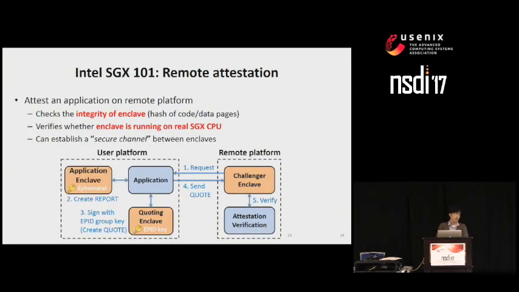Another key functionality of SGX is remote attestation. Using remote attestation, the host enclave can check the integrity of the enclave running on the remote platform. Additionally, it verifies whether the target enclave is actually running on a real SGX CPU.